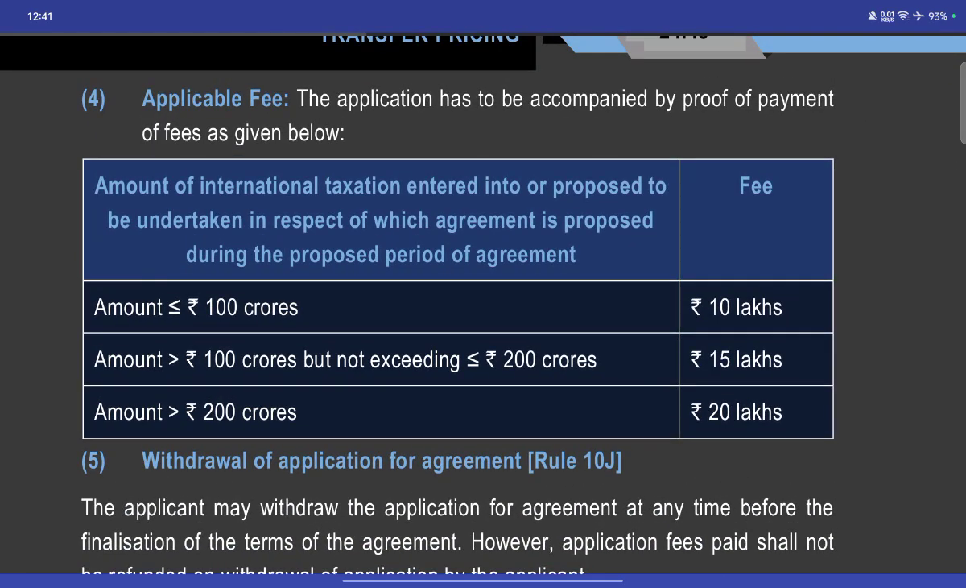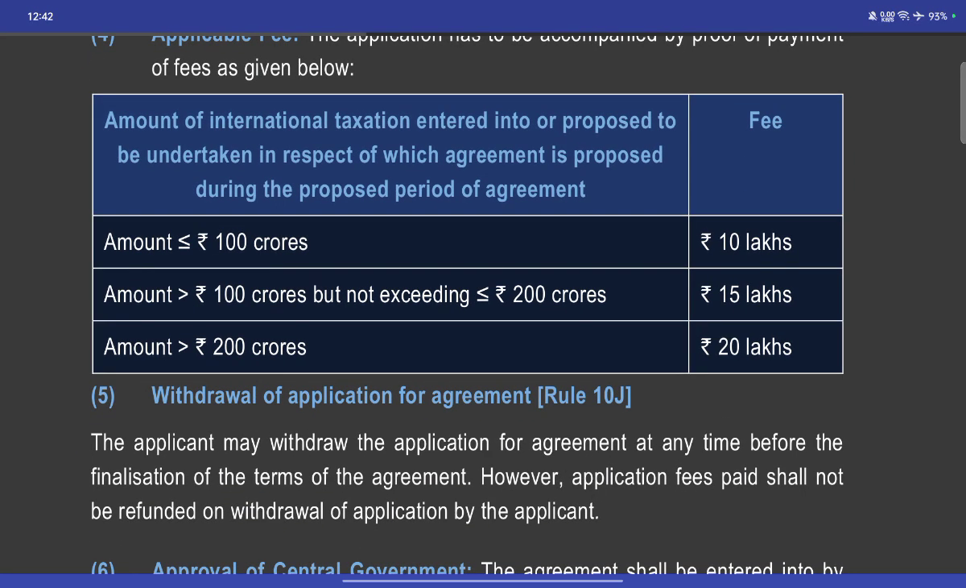Application fees. The application has to be accompanied by proof of payment of fees as given below. Amount of international transaction entered into or proposed to be entered into, in respect of which the arrangement is proposed, during the previous years: if the amount is less than 100 crores, fees are 10 lakh. If the amount is greater than 100 crores and does not exceed 200 crores, 15 lakh. If the amount is greater than 200 crores, 20 lakhs fees.